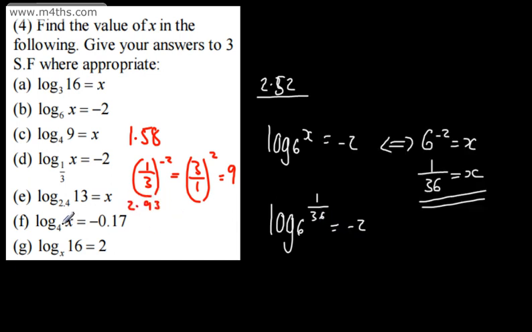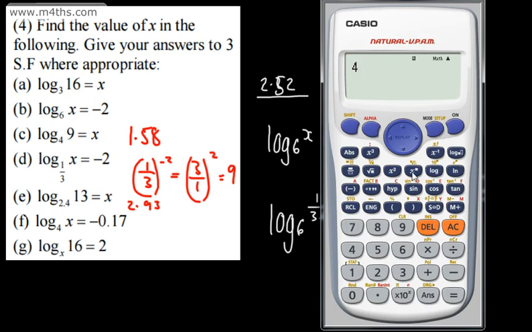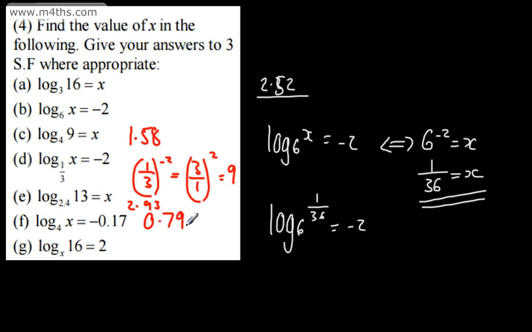This one just here, all we'll do is now 4, so 4 to the power. Remember, the logarithm can be negative. We just can't take the logarithm of a negative number to give a real value. So 4 to the -0.17 is 0.790, so 0.790 to 3 significant figures.